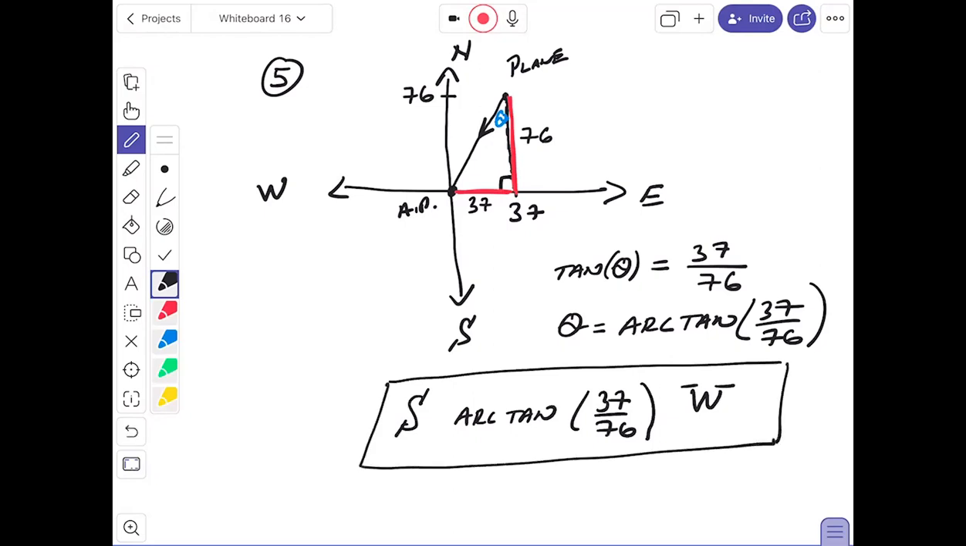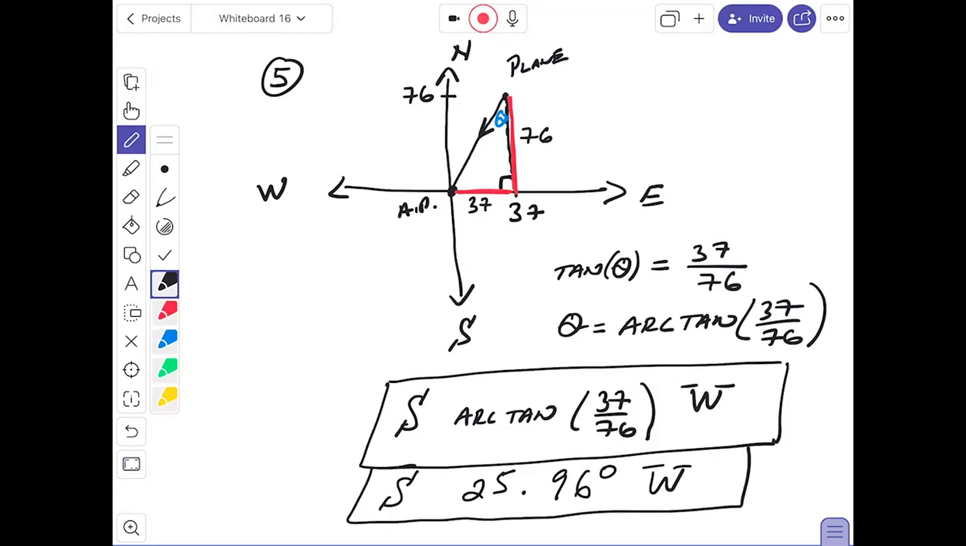to write down the degree measure for this. And give me 1 second to do that. I'm going to take my calculator and type in arctangent of 37 divided by 76. And that gives me 25. Let me write that down for you. And I'm going to do 2 decimal places. And I'm reading from my calculator, 25.96 degrees west. So again, if I were speaking to the pilot, I'd say, hey, you need to go south, but 25.96 degrees west. Turn your wheel in that direction.